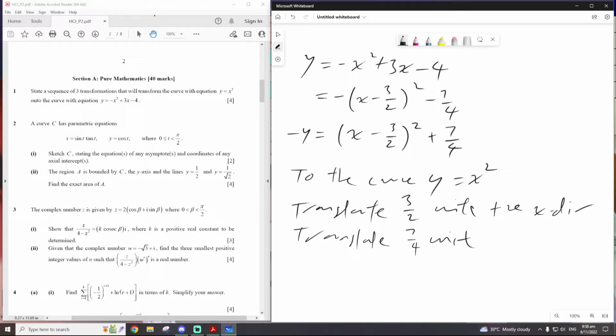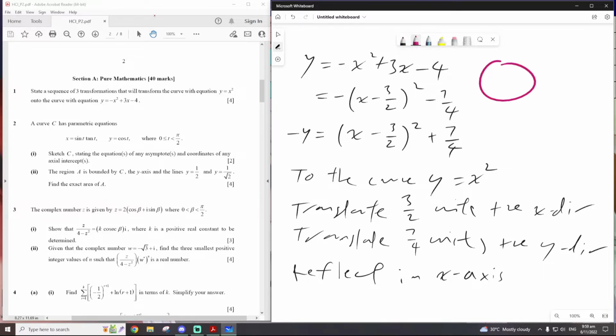When you're doing translations, it doesn't matter which one you do first. Then the last one is we're going to do the reflection. So when you replace y by negative y, that is a reflection in the x-axis. So that will be your 3 transformations. I should indicate that this is question 1. Okay, so that was very simple.